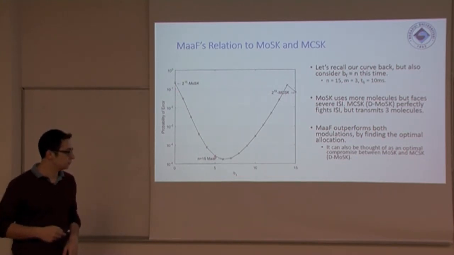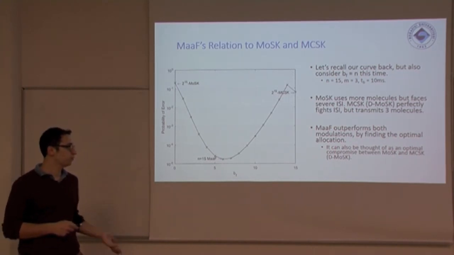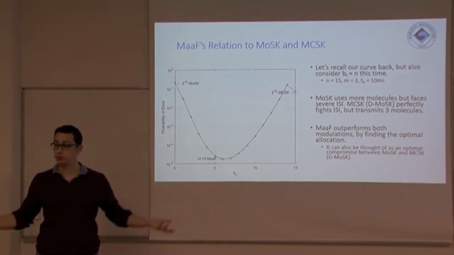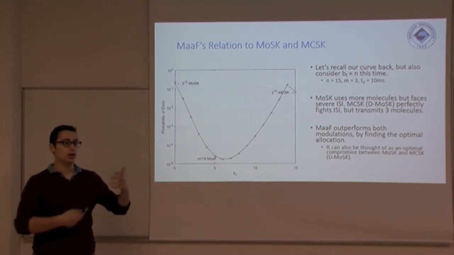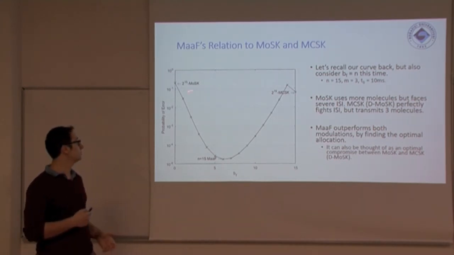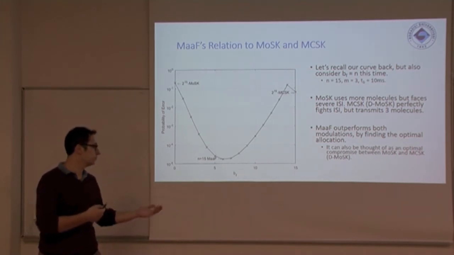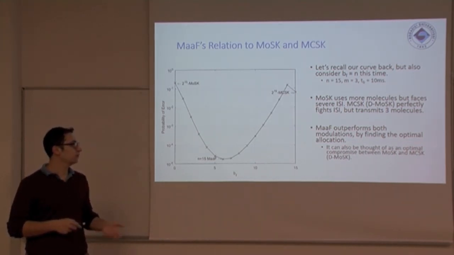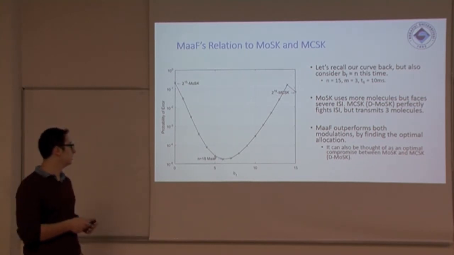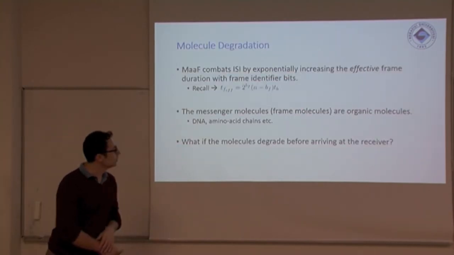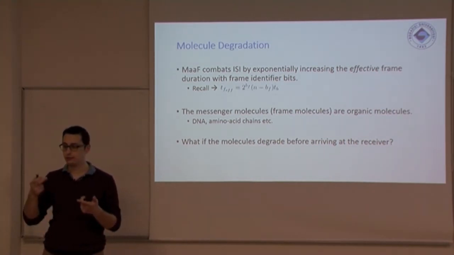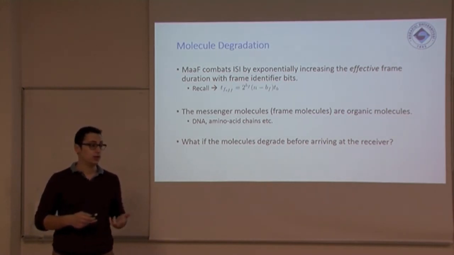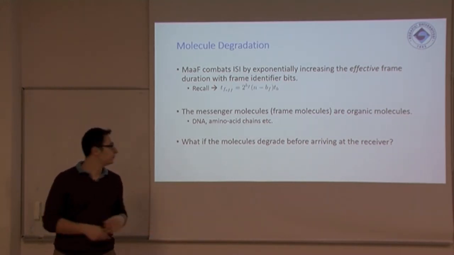So we have an optimization in between. The moral of the story is MoF outperforms both modulations by finding the optimal allocation between these 2 modulations. So BF and BI allocation also represents the trade-off between MCSK and MoSK in this case, or DMoSK and MoSK as well. So it can also be thought of as an optimal compromise between MoSK and MCSK, as I said before. So this is very good. This is very nice up to now. We have low error rates. We have high communication rate at the cost of a delay, a latency, if you will.